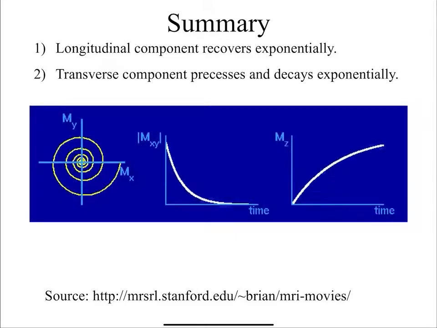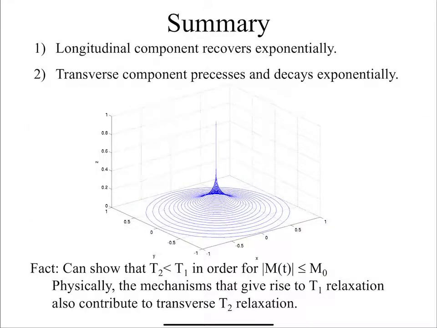That's because T1 is always longer than T2, and oftentimes it's much greater. So for example, in brain, T1s are on the order of 1 second, but T2s are on the order of 100 milliseconds. So there's like a 10-to-1 ratio between T1 and T2 in a human brain at, say, a 3 Tesla magnetic field. Okay. And this is another way of showing that.